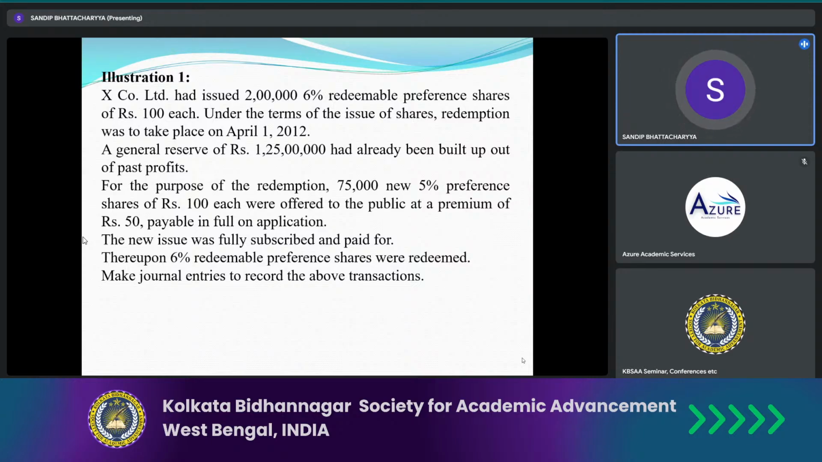75,000 new 5%. Please underline this word, my dear students. Please underline this word, 5%.